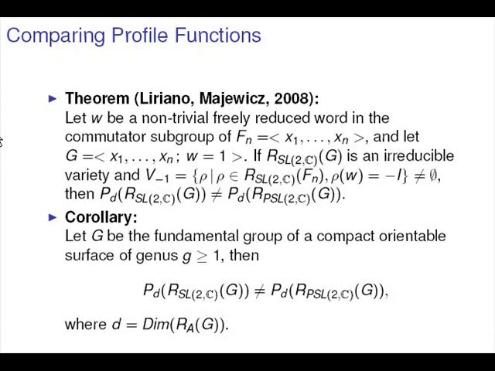Our idea was to study this profile function to see how it varied from an algebraic group to some quotient. So the natural one was to look at SL2C and PSL2C. PSL2 is just SL2C modulo plus or minus the identity. Of course, the next question would be what happens when you mod out by a different normal subgroup?